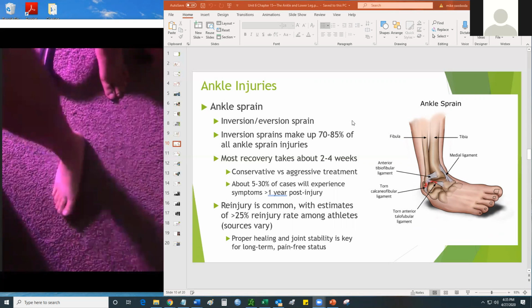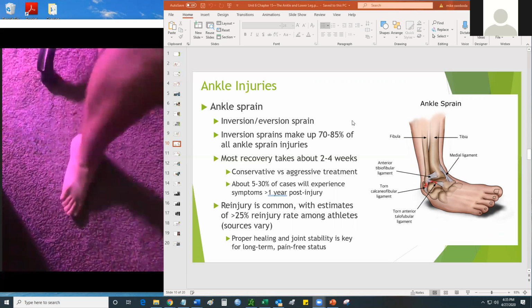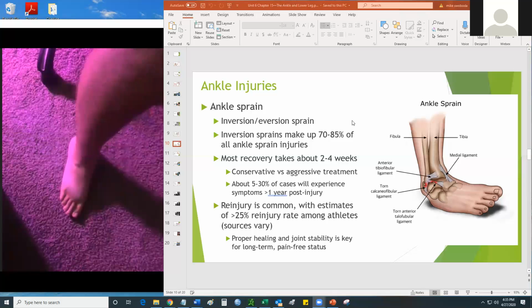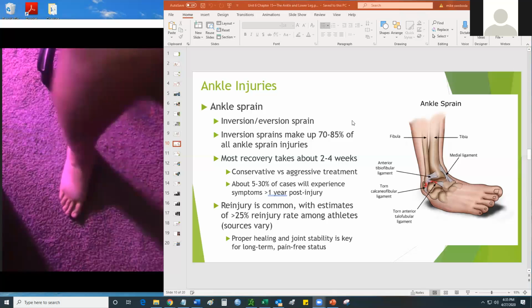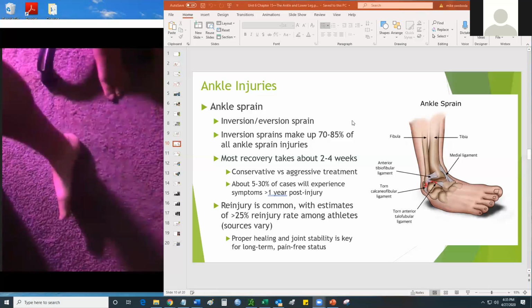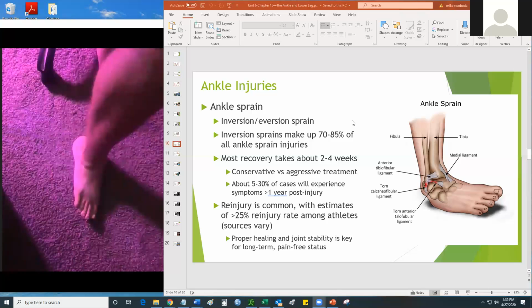An eversion sprain, where you roll on the inside, is really bad because this can potentially cause a lot of fractures. It can actually cause knee trauma as well. This is very bad. This is very common. It can be kind of a nagging injury. This here can be a season-ending injury.